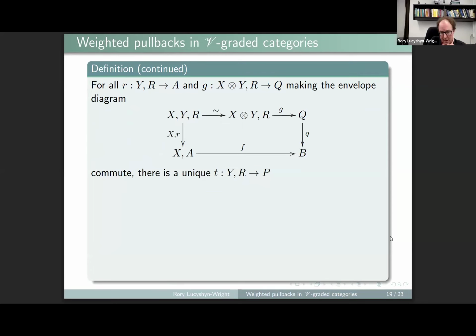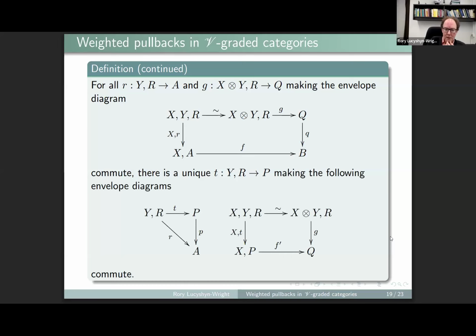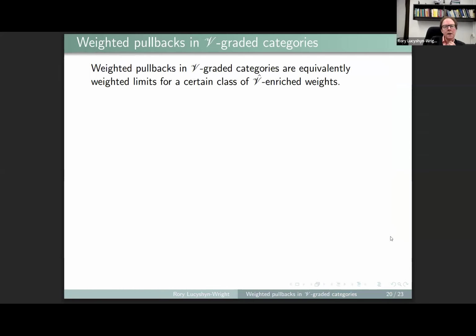We ask for a unique graded morphism this time, T, of the given additional grade Y from R into P, the weighted pullback, making the following envelope diagrams commute. So still an elementary sort of way of defining this by way of a graded universal property.